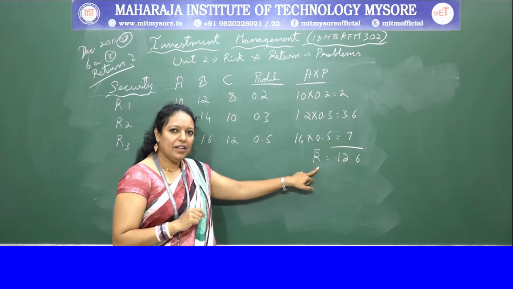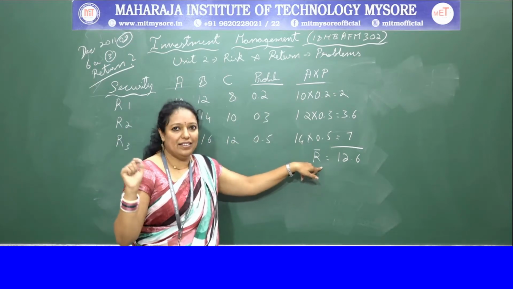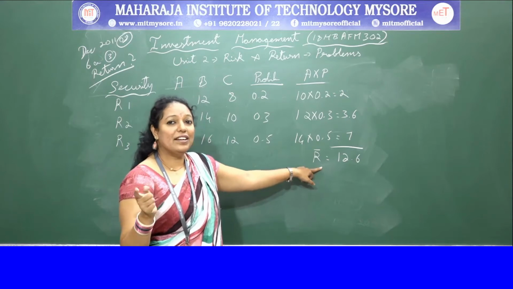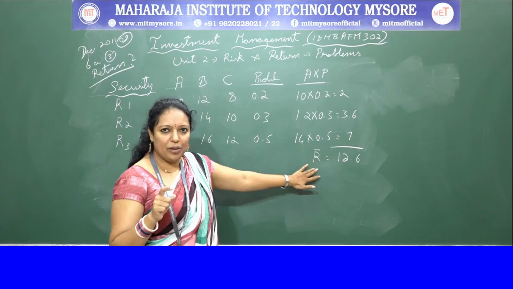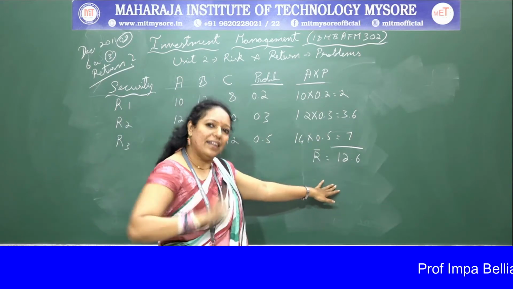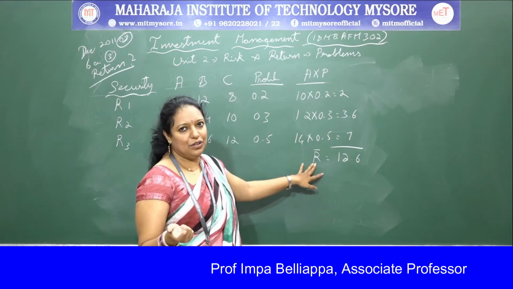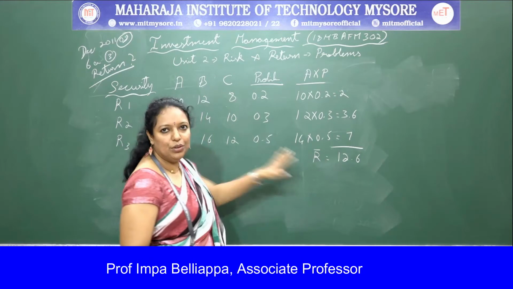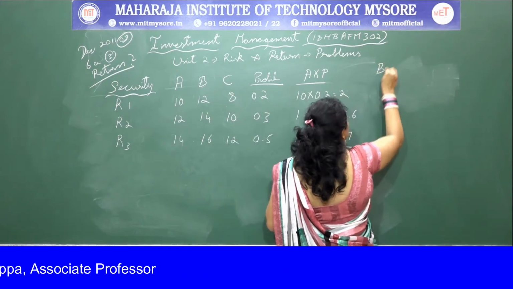Well, if you have observed, in the previous problem, we did an individual series problem, where to calculate R bar, we did sigma divided by n. That is as an individual series problem. But in a discrete series problem, when you multiply with the probability and do the total, that itself is the R bar or expected rate of return. In the same way, you have to do it for B and C. Try out with B and C.